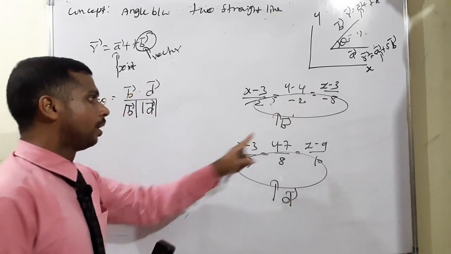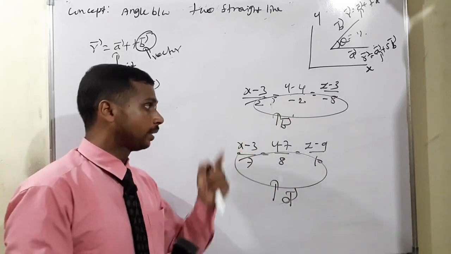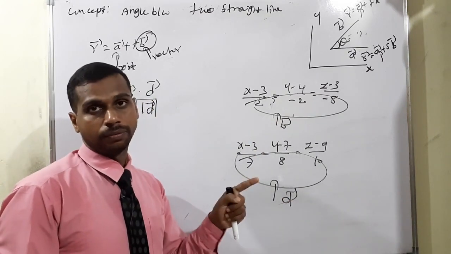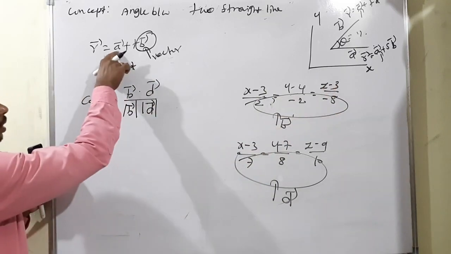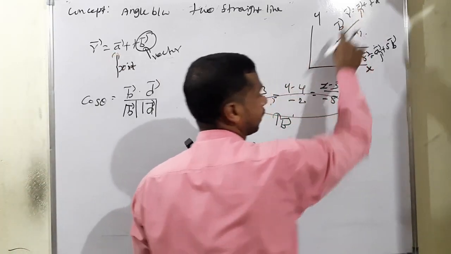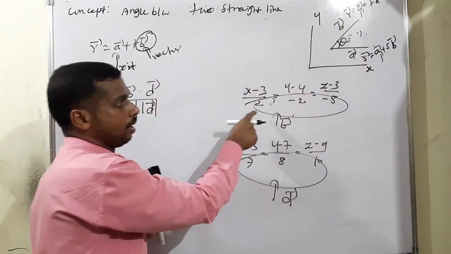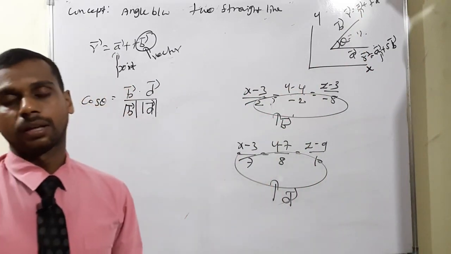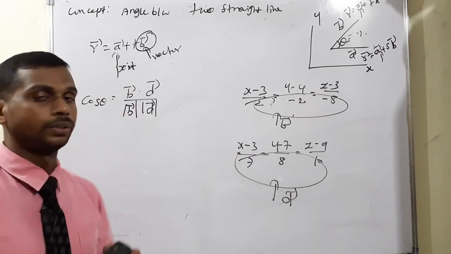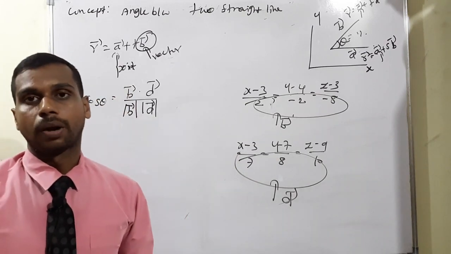So, for your understanding, the denominator part only is considered for the B vector and D vector. The numerator part is the point, that is why I am saying this is a point. Here the C vector is called the point, and the D vector means the direction vector. So, B vector dot D vector divided by modulus of B vector and D vector, this is called the angle of the lines. Okay, I will continue the problem.